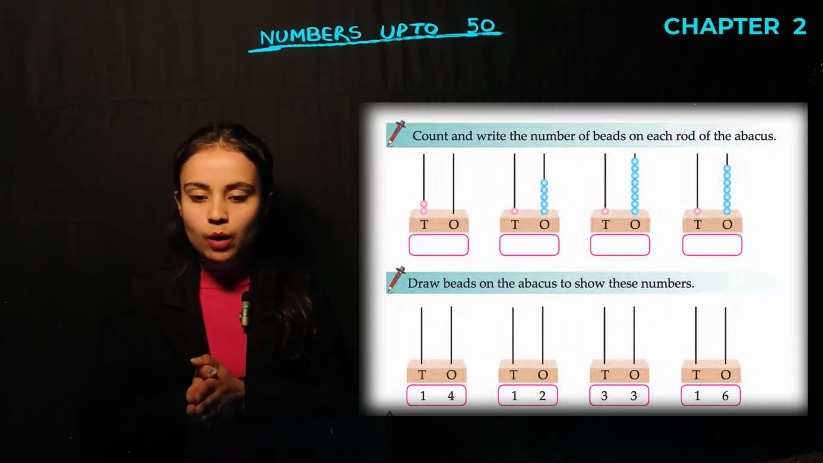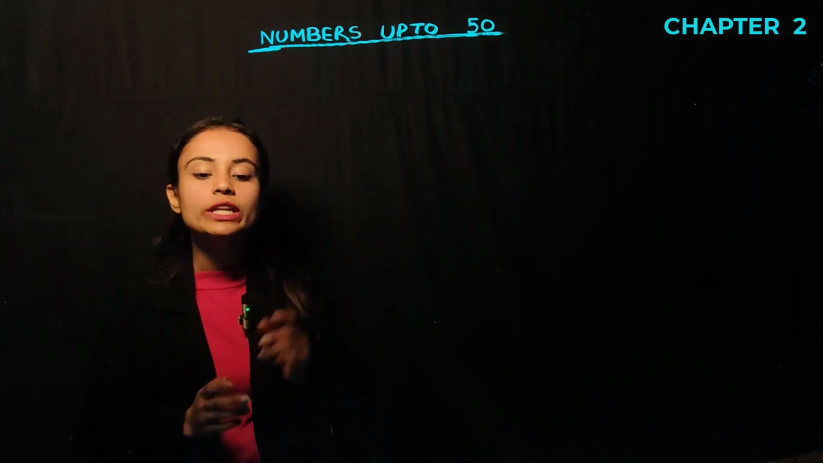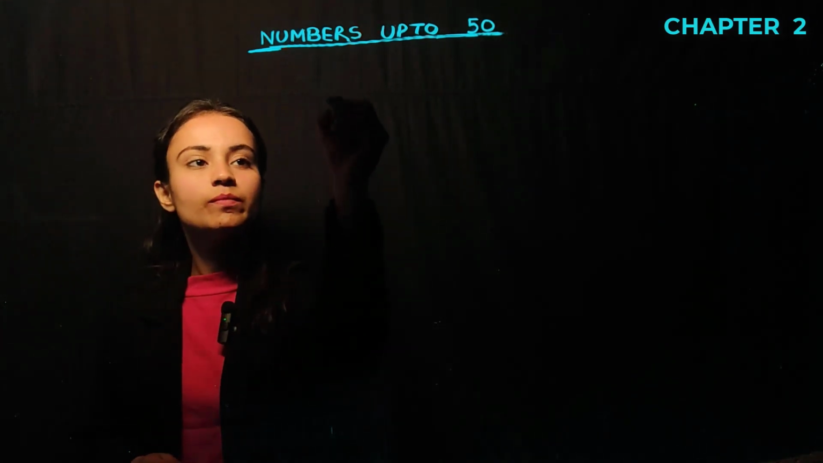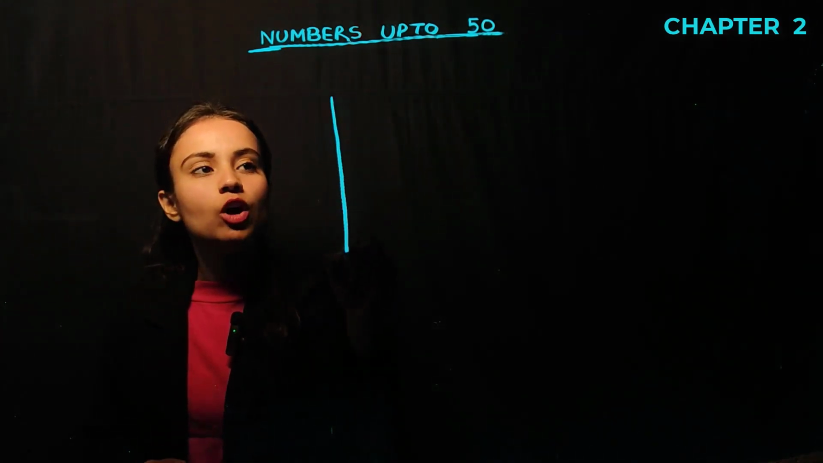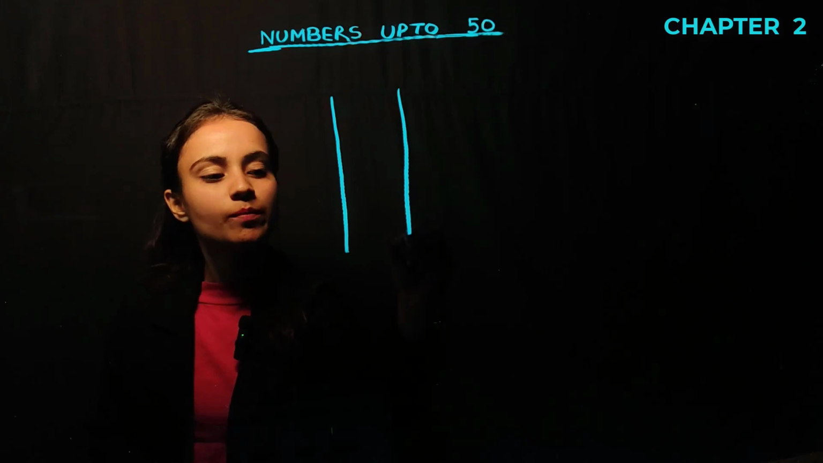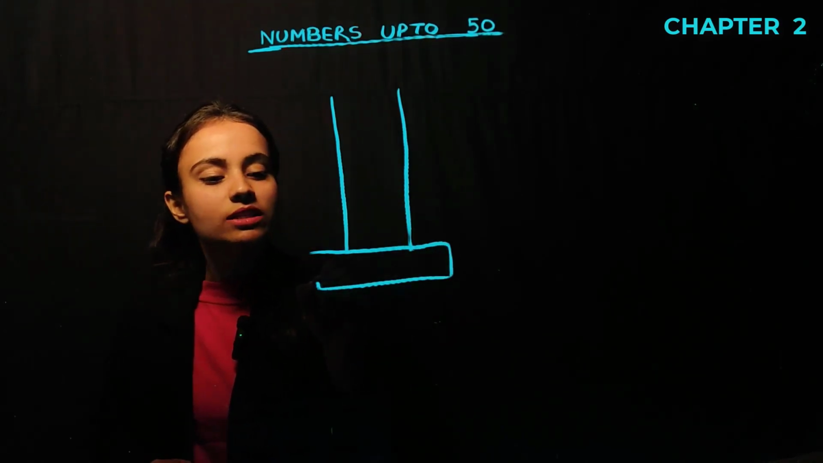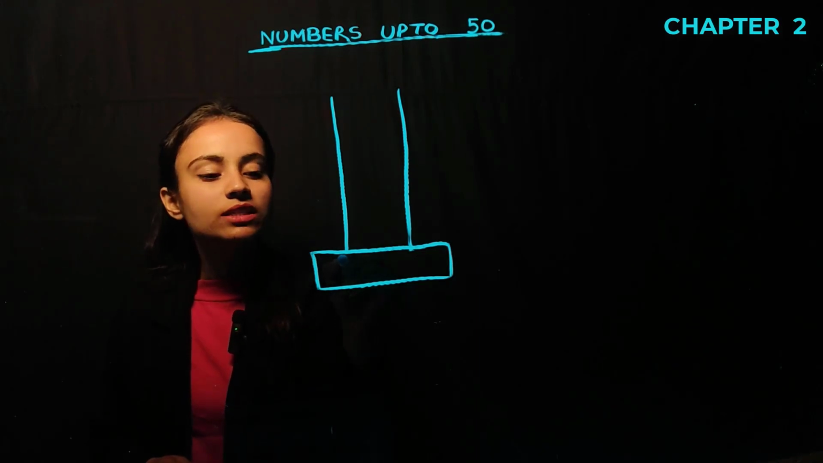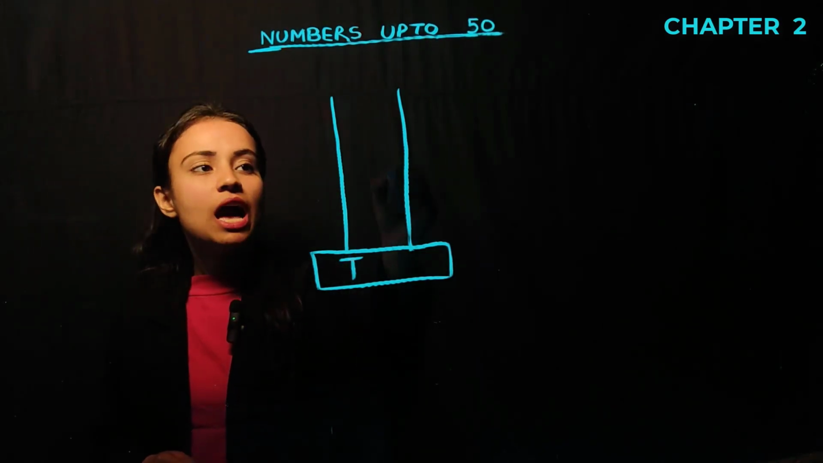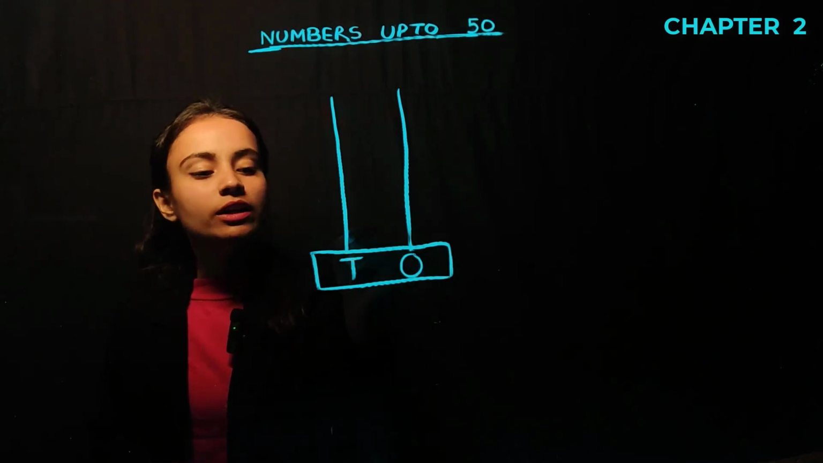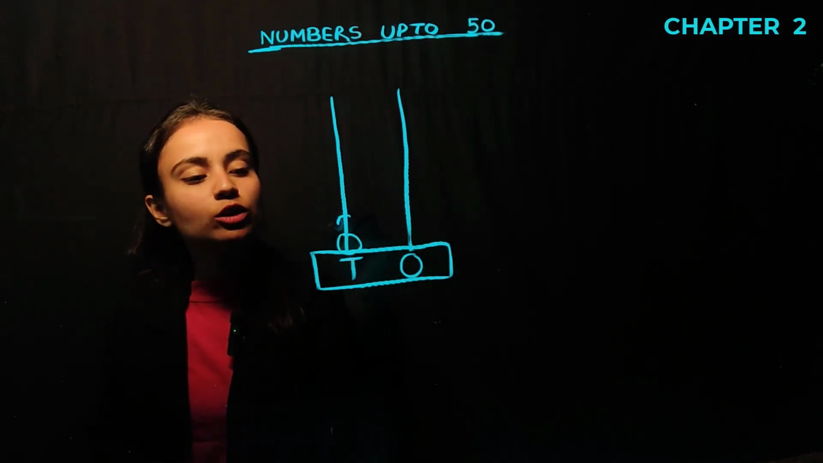Here we have to count and write the number of beads on each rod of the abacus. First, let's draw the abacus. So we'll draw 2 rods like this and we'll make a box like this. First rod is of the tens, so we'll write T, and second rod is for the ones, so we'll write a capital O. Here 2 beads are present, so I'll draw 2 beads.